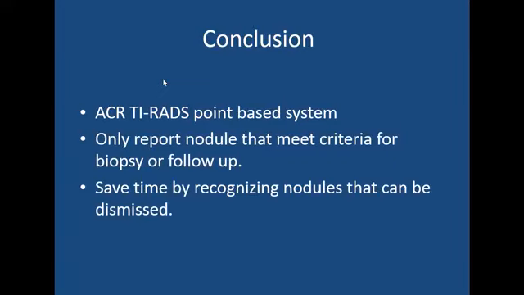So at the end, TIRAD is a point-based system. Only report the nodules that meet criteria for biopsy or follow-up. Save time by recognizing nodules that can be dismissed, like if you have a cystic nodule or spongiform, or if you have a nodule with TIRAD 3 but the maximum diameter is less than 1.5. And actually, in the TIRAD report they recommend to only report the 4 most suspicious nodules, and to recommend FNA only for the 2 most suspicious nodules.